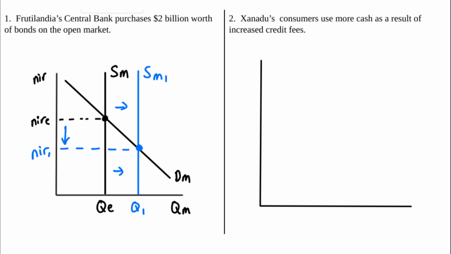Number 2, the country of Xanadu has consumers that are using more cash as a result of increased credit fees. They're looking at credit cards as a very expensive form of payment. So let's switch to cash. Remember that the demand for money reflects actual currency that is printed in a country.